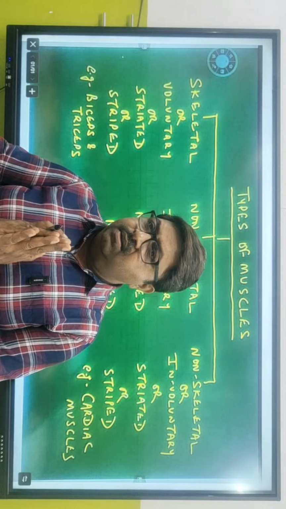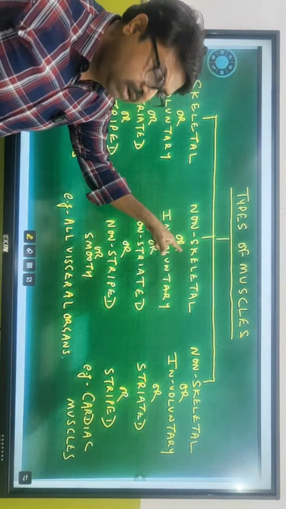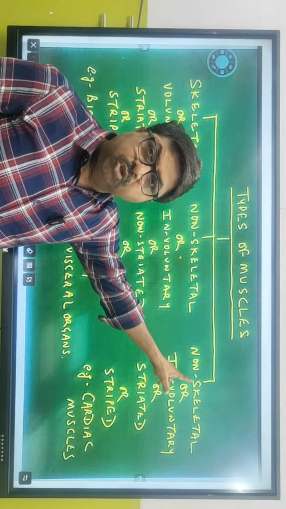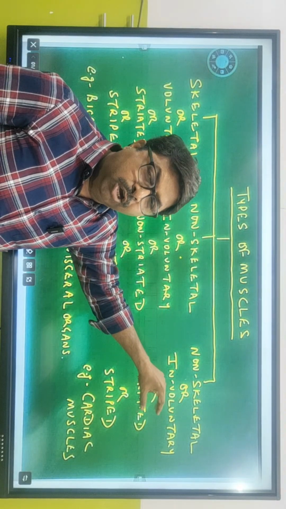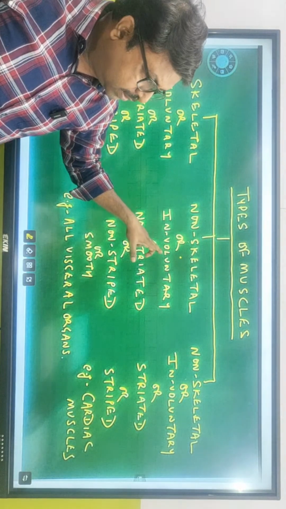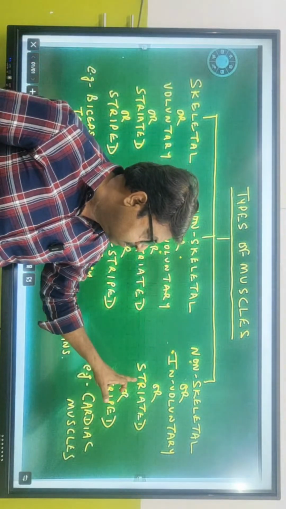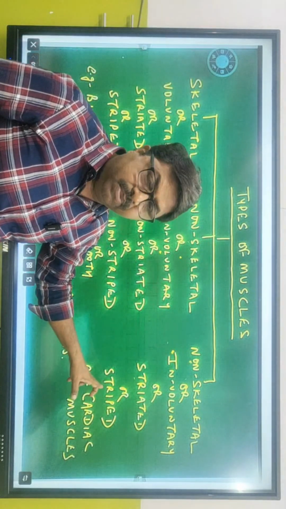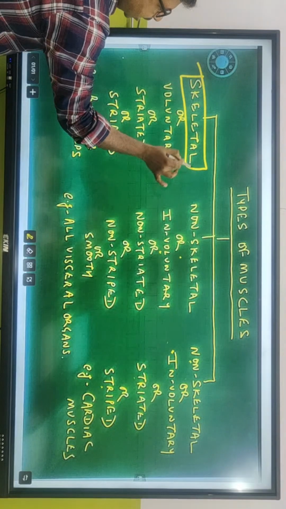Clear? The first one, skeletal muscle. क्या नाम है? Skeletal muscle. Second one, non-skeletal. Third one, non-skeletal but involuntary. Normally क्या होता है? Non-skeletal involuntary है. Sorry, non-skeletal but striated and striped. अच्छा पहले देख लो. Skeletal muscles are those muscles.